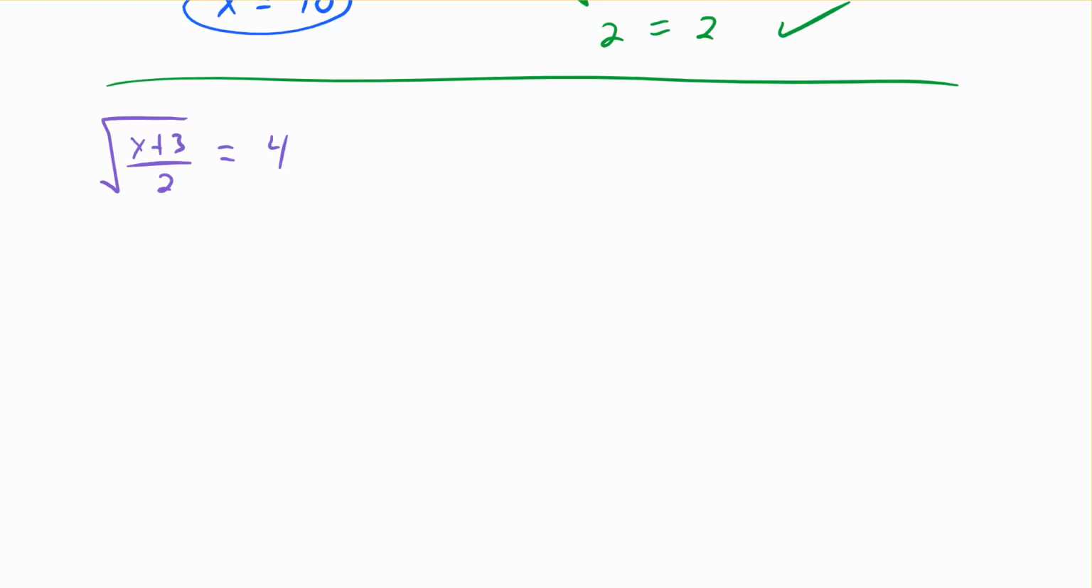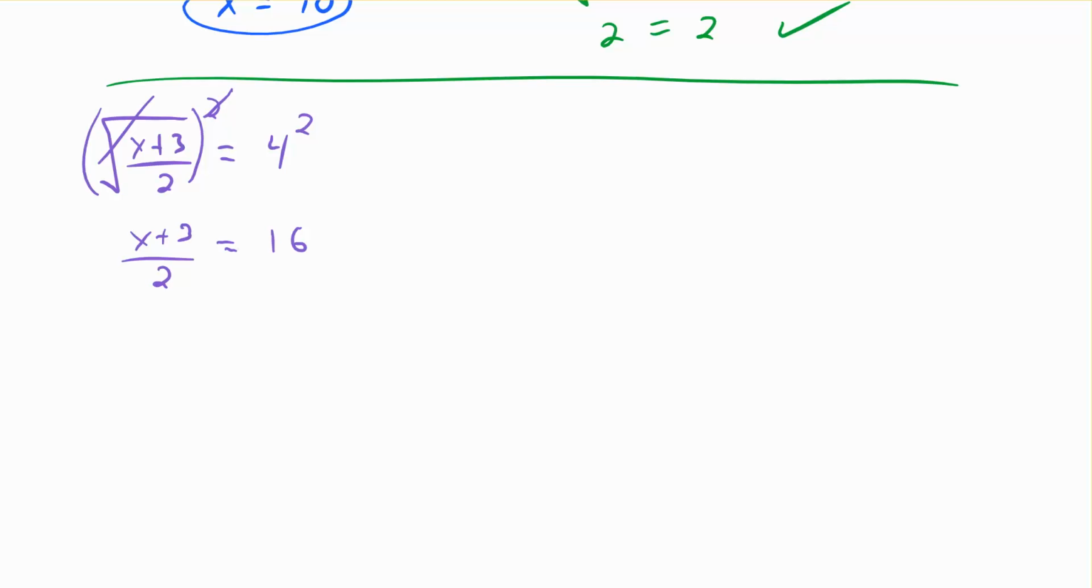Okay, so next one here. We've got the same situation. Everything's underneath the radical symbol. So what we have to do is get rid of that first. So we need to square both sides. So we square the left side, square the right side. The square cancels with the square root. And what we're left with is x plus 3 over 2 is equal to 4 squared, which is 16.